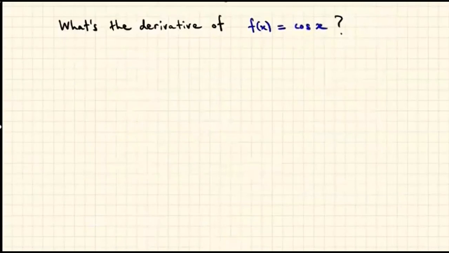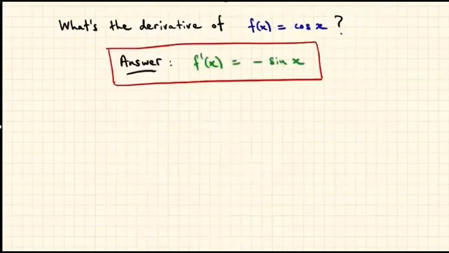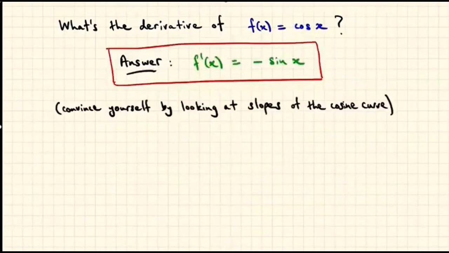What's the derivative of cos x? The answer turns out to be negative sine x. You can convince yourself by looking at graphs, thinking about tangents to the cosine curve, and checking against corresponding points on the negative sine curve. The rigorous derivation using the limit definition appears in the notes.